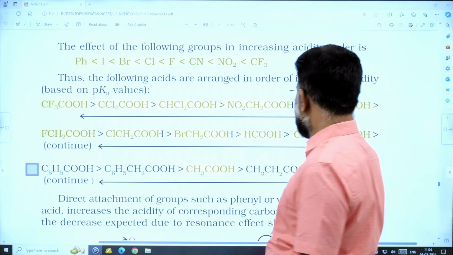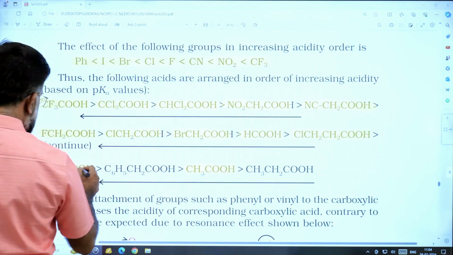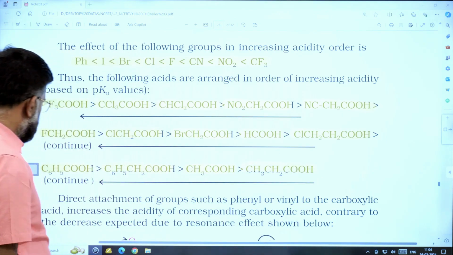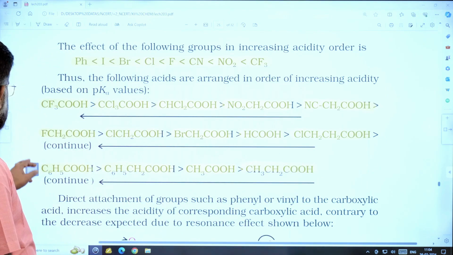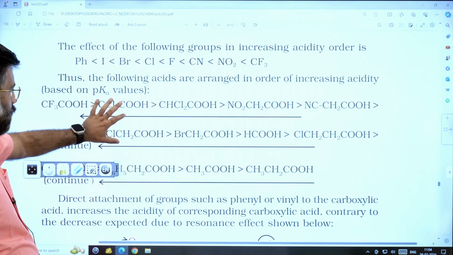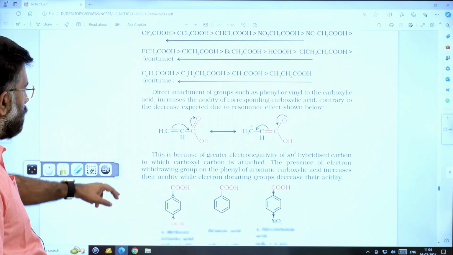Then it is benzoic acid, phenyl acetic acid, acetic acid, propanoic acid, goes like that. So these are important areas. Quite frequently questions are coming from here.